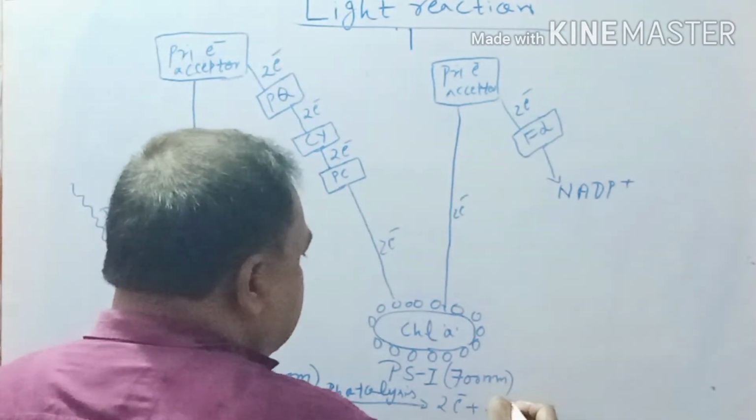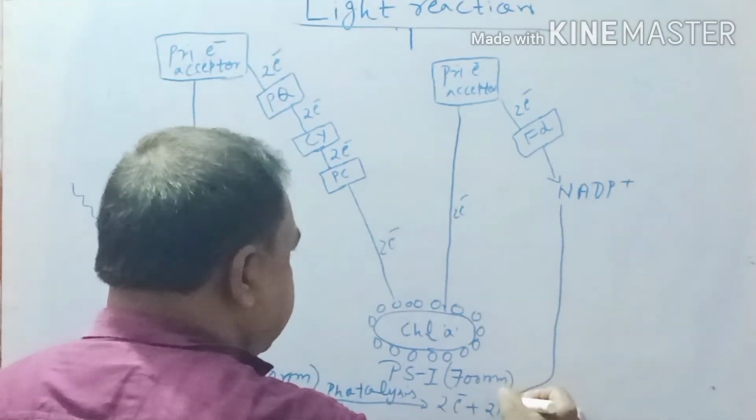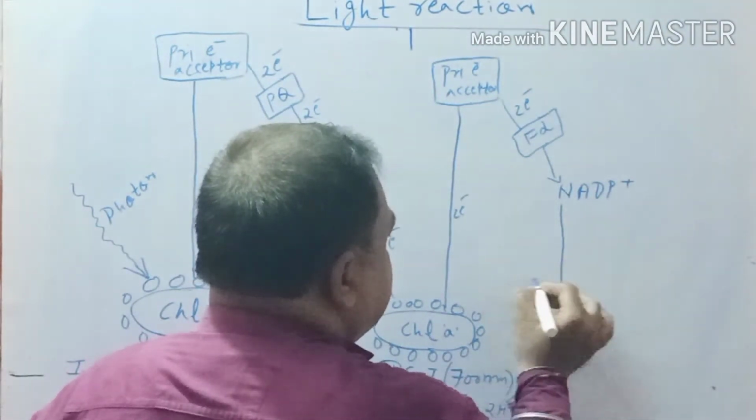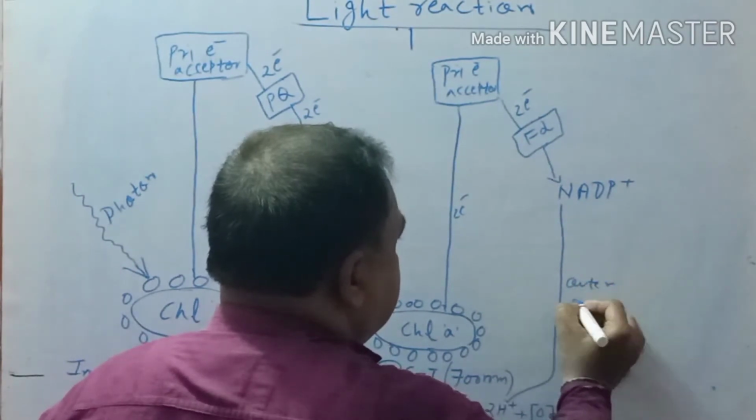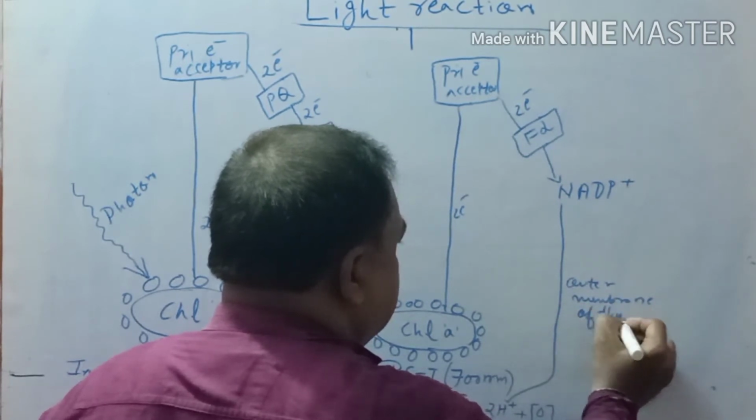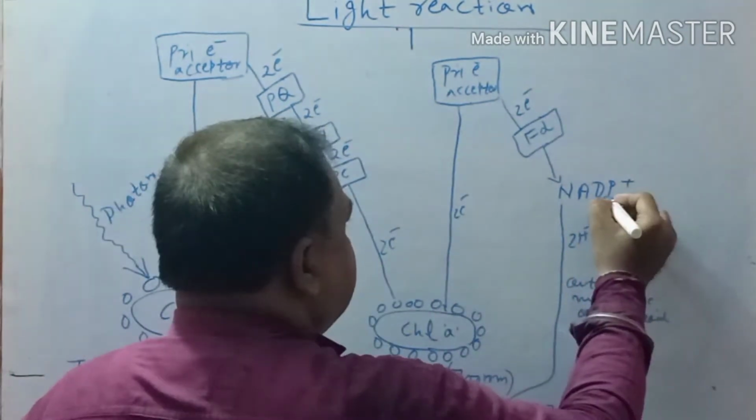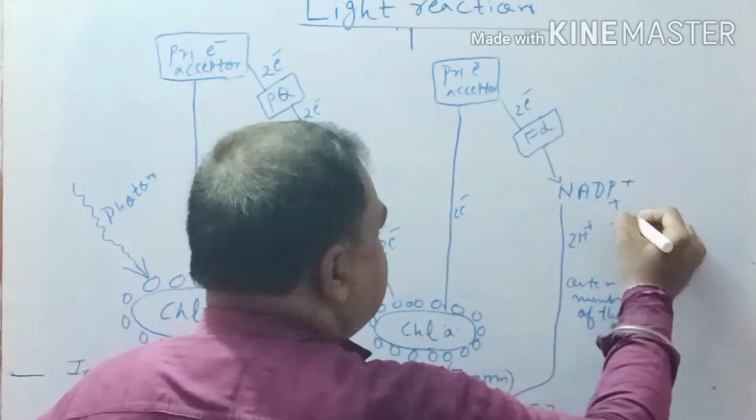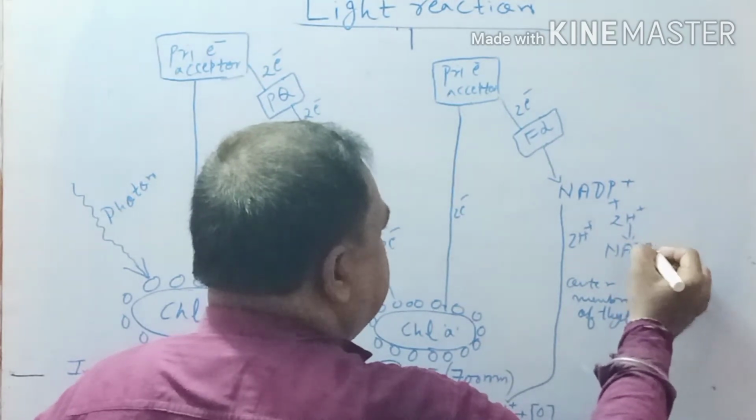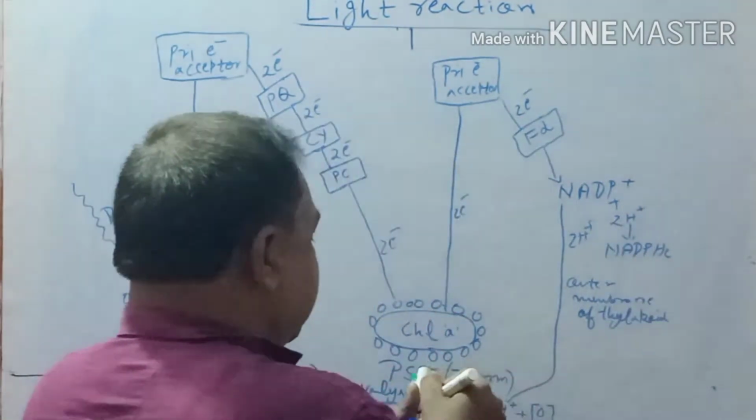Now the 2H plus ion here goes to the outer membrane of thylakoid, and here NADP plus 2H plus ion form NADPH2. NADPH2 is also called reducing power.